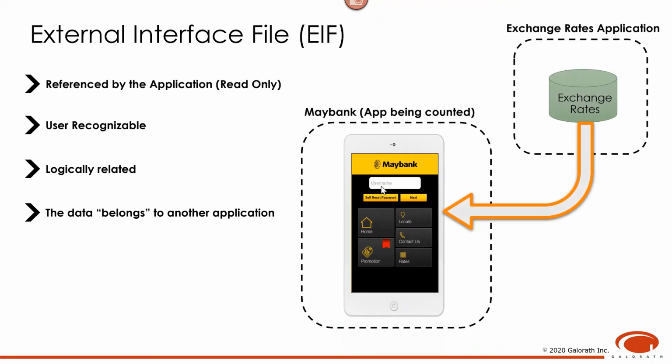In this example, we have two applications. We have My Bank, which is the application being counted, and we have an exchange rates application, which maintains a database of exchange rates. So for My Bank, which is the application being counted, the exchange rates database is an example of an external interface file.